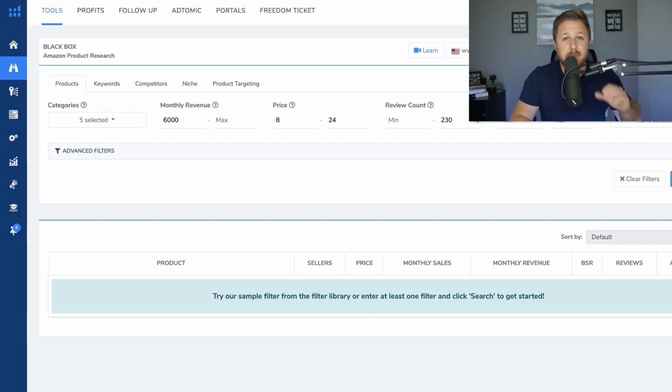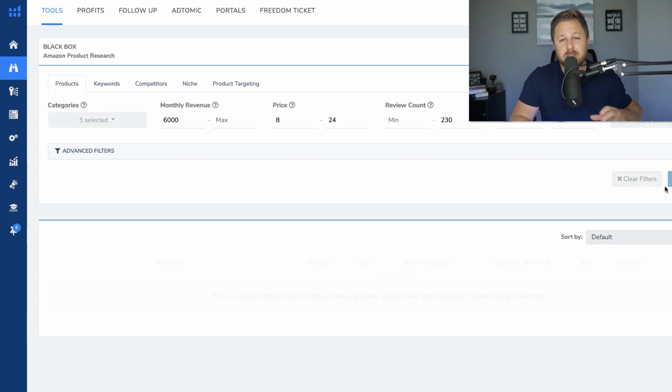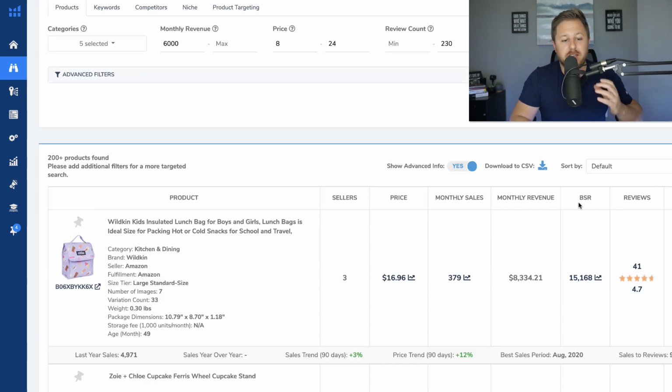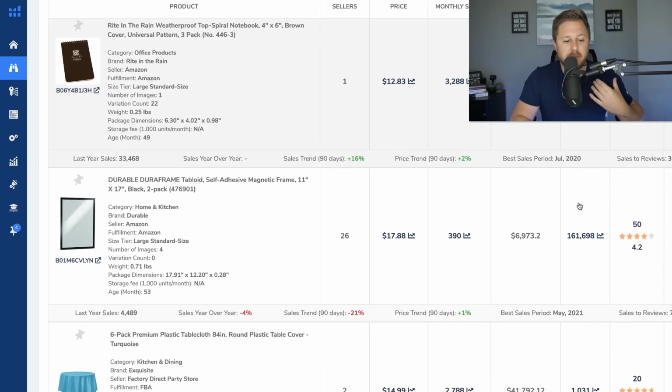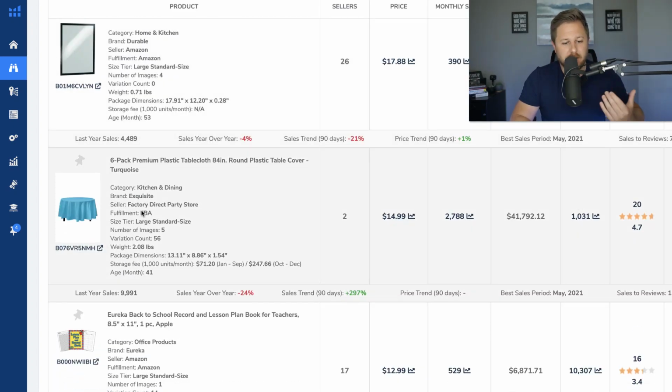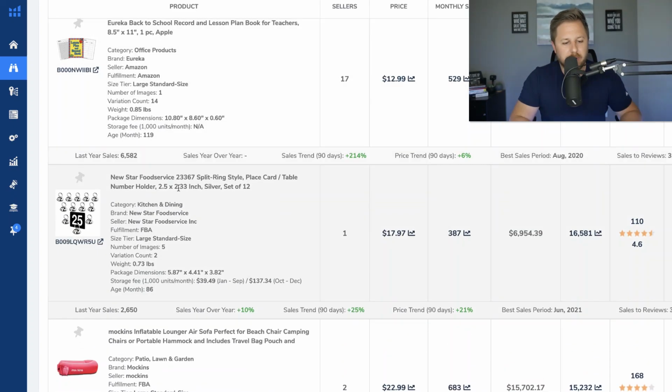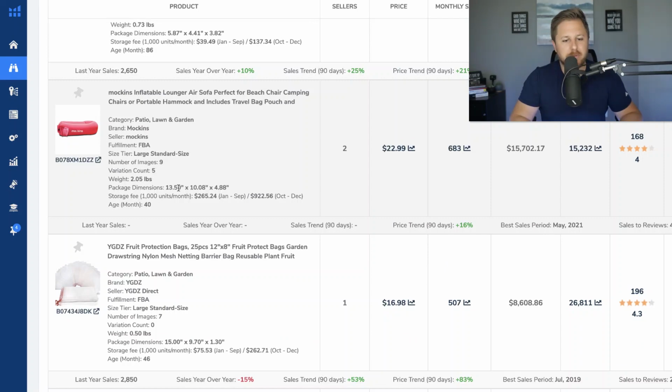And then that is a basic product research method. So I'm going to hit search right here and it's going to bring up 200 different products down here. So you're going to scroll through here and see what stands out, what might be a good product. Obviously you don't want to sell like a tablecloth, but let's come down here and see if anything pops up.